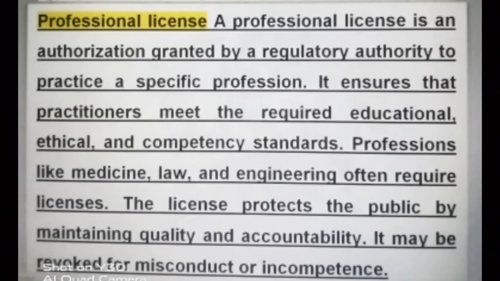The next phrase is professional license. A professional license is an authorization granted by a regulatory authority to practice a specific profession. It ensures that practitioners meet the required educational, ethical, and competency standards.